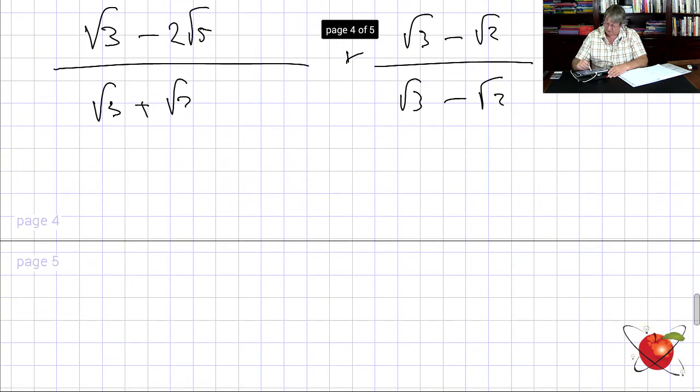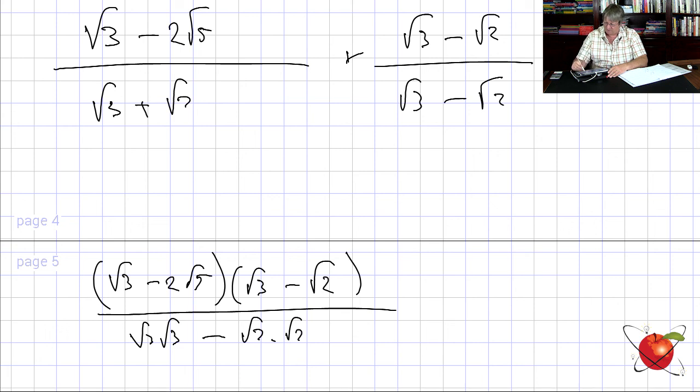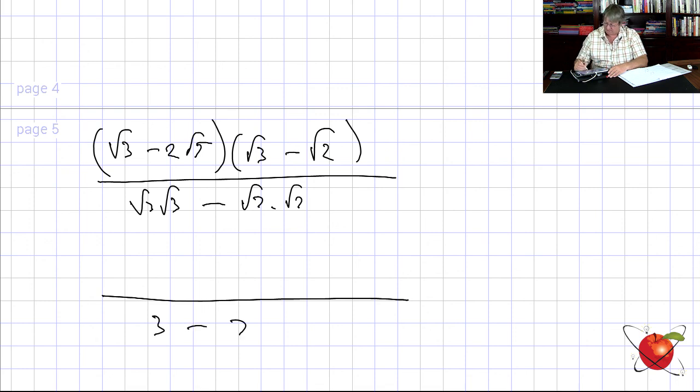Just let me get it over here again. We know that on top it's going to be root 3 minus 2 root 5, times root 3 minus root 2, like that. At the bottom, we're going to have root 3 times root 3. The middle terms are going to cancel out, and I'm going to have minus root 7 times root 7 at the bottom, aren't I? So at the bottom, let's leave the top a sec. At the bottom, we're going to have root 3 times root 3 is 3, minus 7, which is minus 4 at the bottom. Everyone should be happy with that.